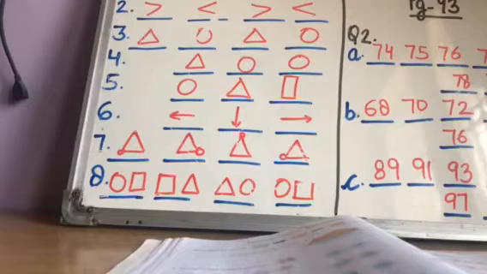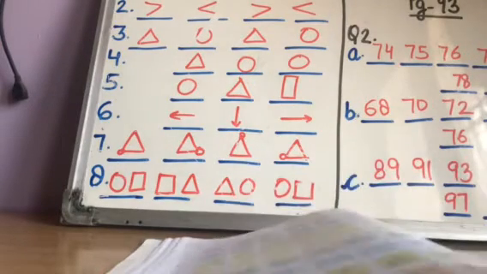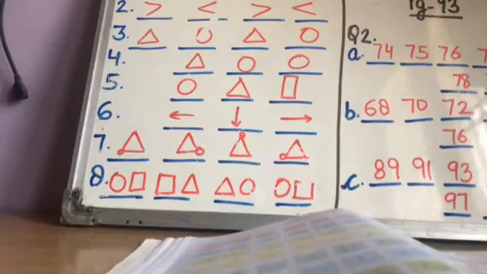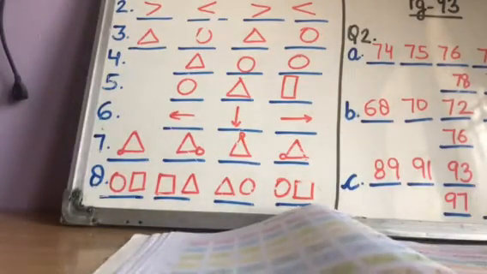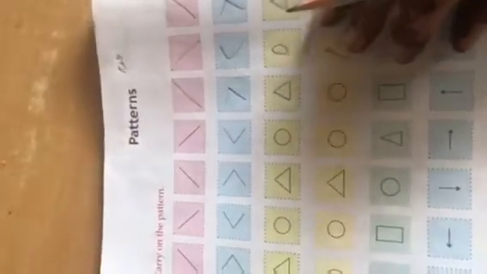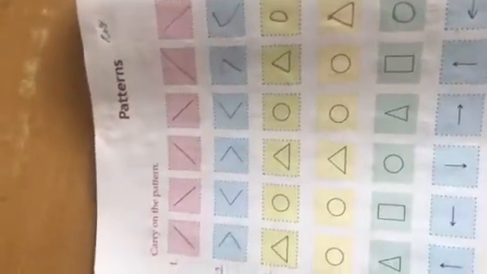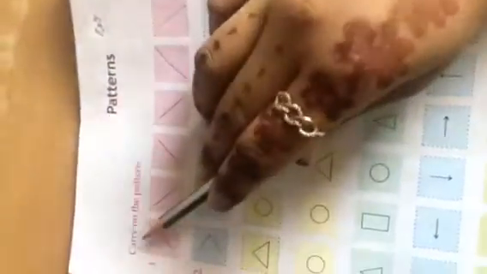Open your maths book and open page number 42, which is patterns. What is pattern? Pattern होता है if अगर मैंने लिखा हुआ है A, ठीक है. So children, what is pattern? See, carry on the pattern.